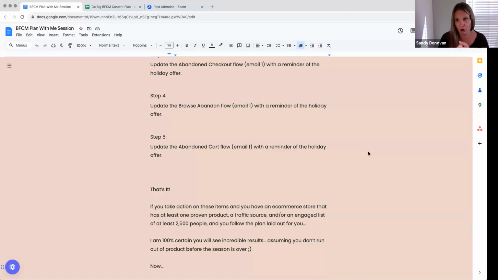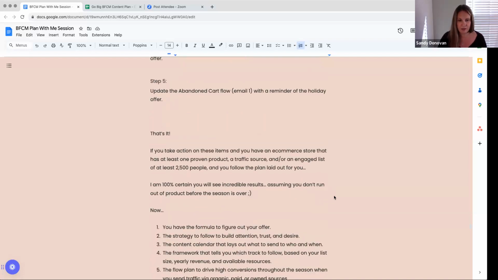So whether that's your own personal time, or you're going to outsource it, or you're going to have an in-house team do it, you make sure that you're working within your resources, but you're still getting the highest value touch points and making as many sandwiches as you can invest in so that you're really maximizing the wallet share this holiday season. So I'm confident that if you implement this plan, you're going to get results, assuming you don't run out of product before the season is over, because we have had people do that.